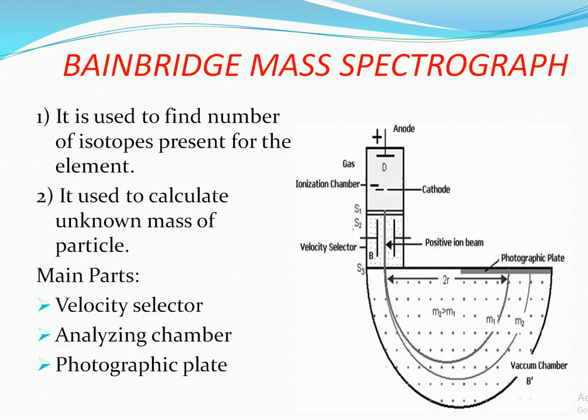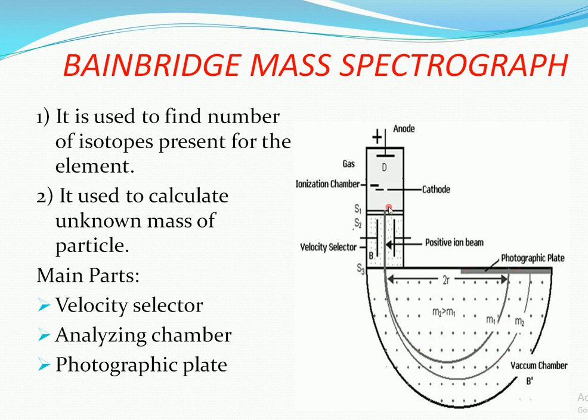The next topic is the Bainbridge mass spectrograph. This mass spectrograph is used to find the number of isotopes present for an element. It is also used to calculate the unknown mass of a particle. The diagram consists of three main parts. First is a velocity selector, in which electric and magnetic fields are perpendicular to each other. The next part is an analyzing chamber, in which the magnetic field is present, and this is the photographic plate.